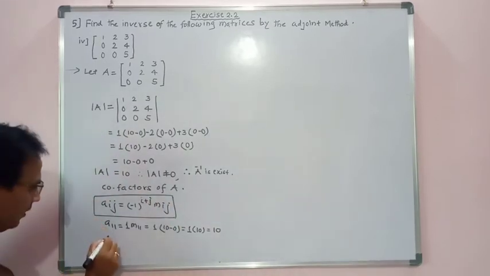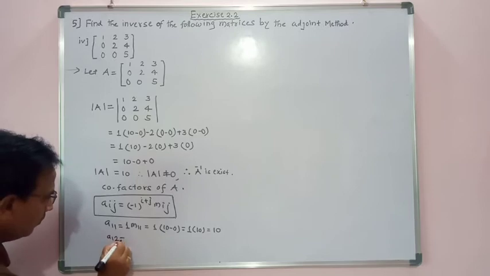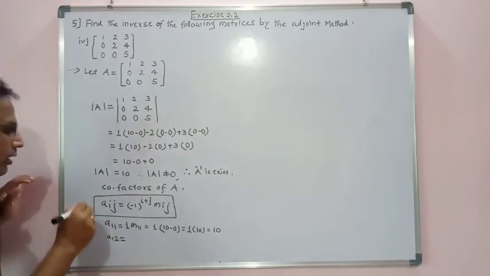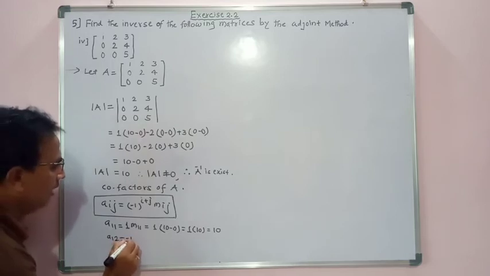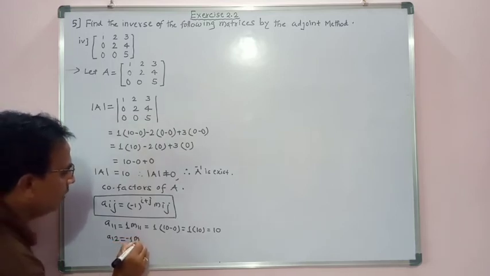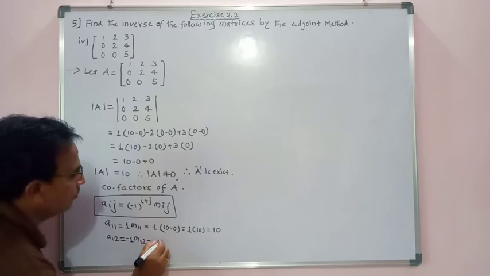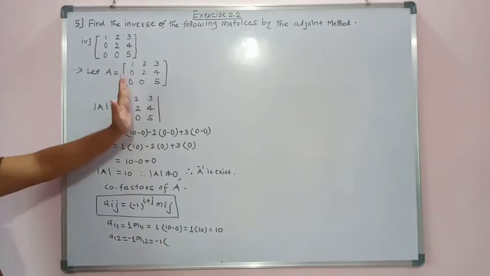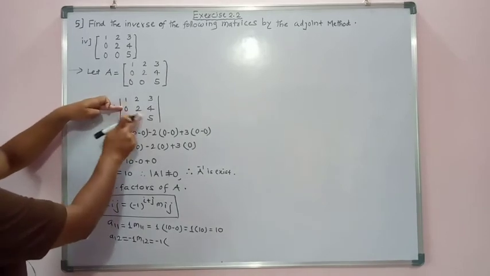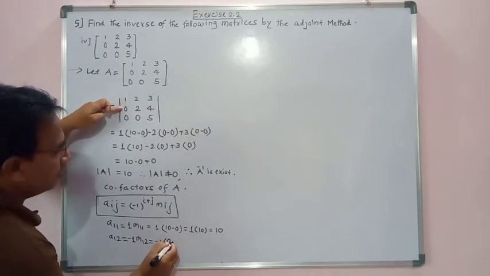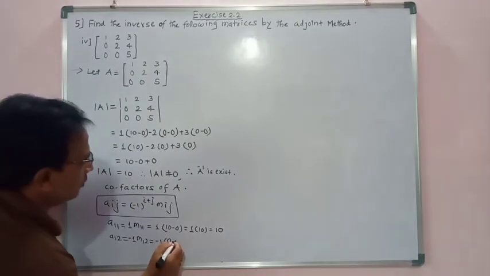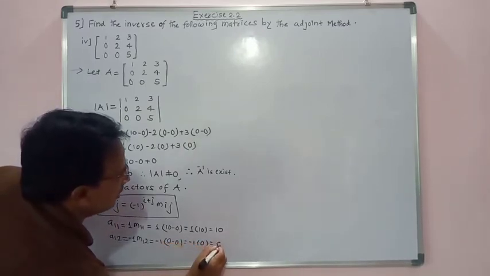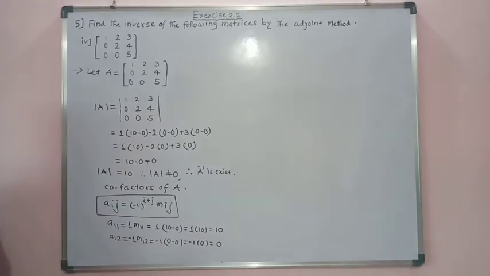And the second cofactor is A12. 1 plus 2 is 3, so we use minus 1 into M12. What is the value of M12? Leaving the first row and second column: 0 into 5 is 0 and 0 into 4 is 0. Minus 1 into 0 minus 0 is 0.